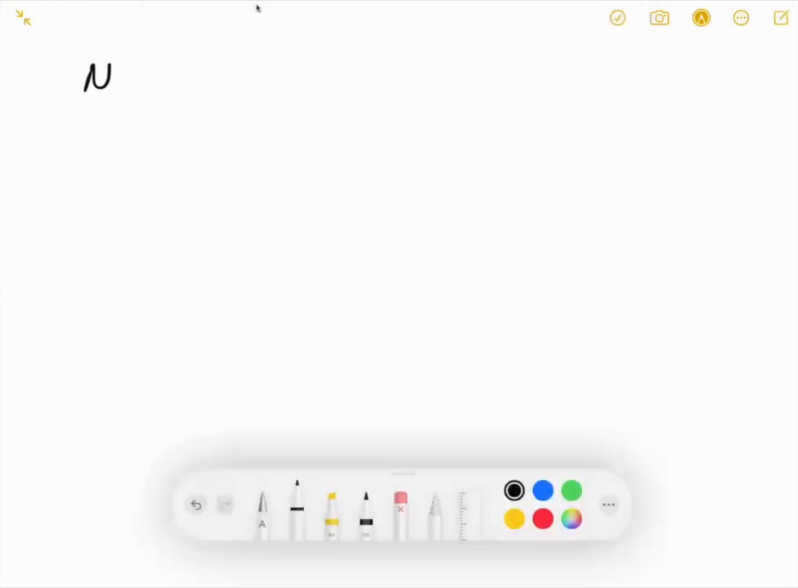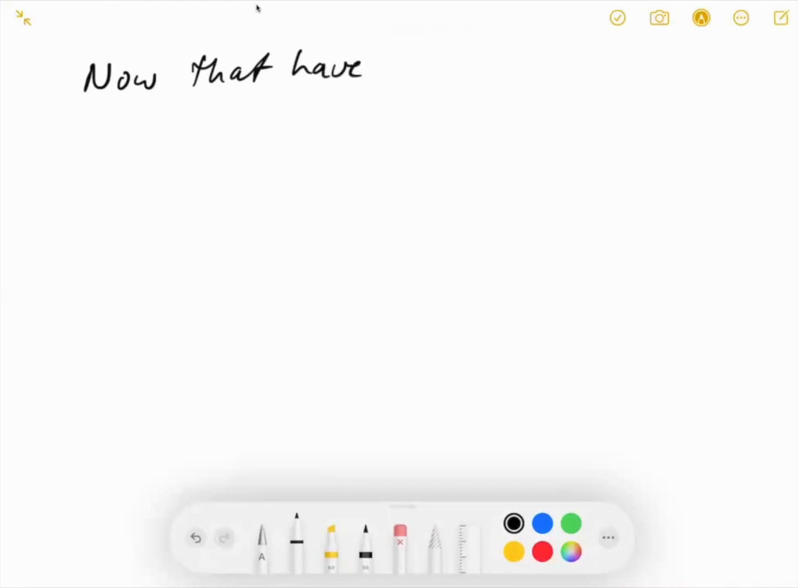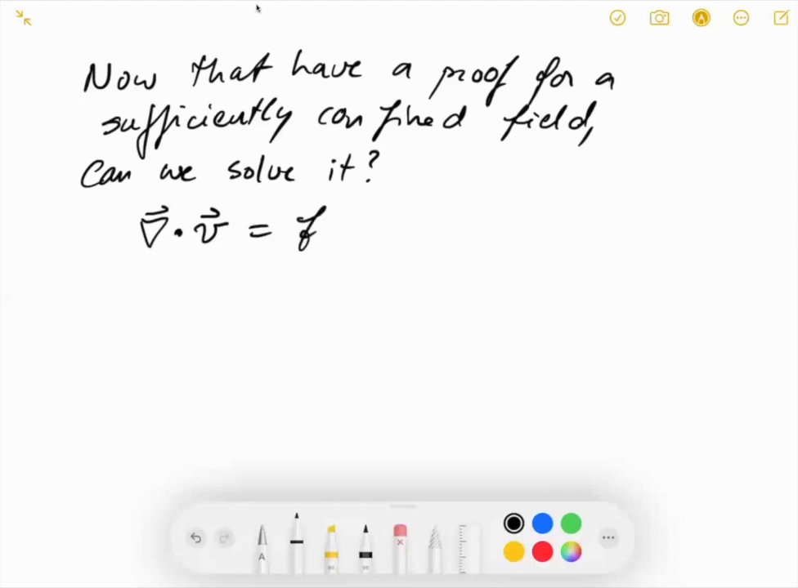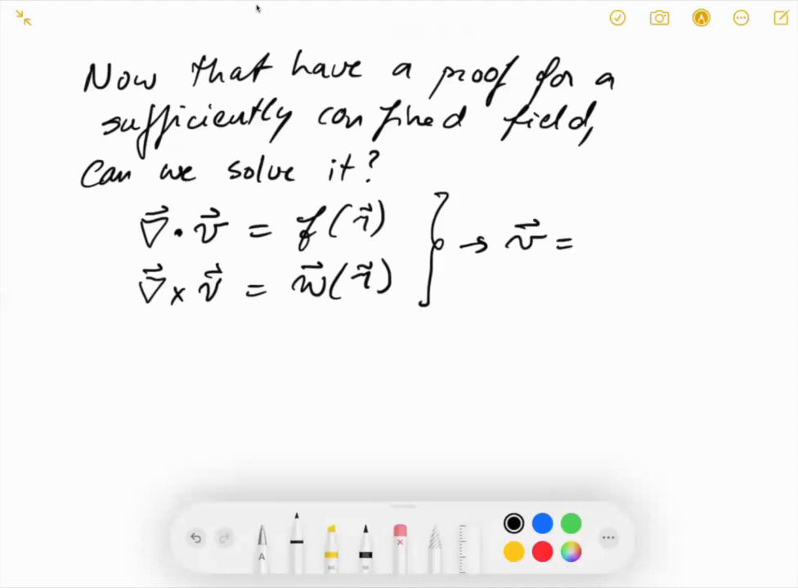Now that we have a proof for a sufficiently confined field, can we solve it? So in other words, let's say we have the divergence, which is F of R, and we have the curl. Can we basically take these and say V is some function of F and some function of W? So we have to figure out a way to invert this equation.